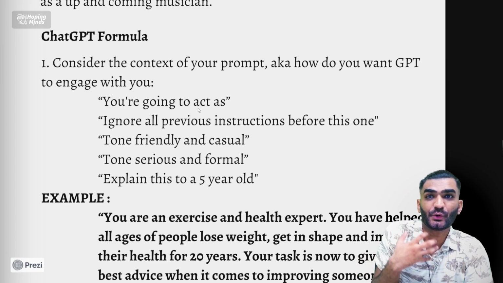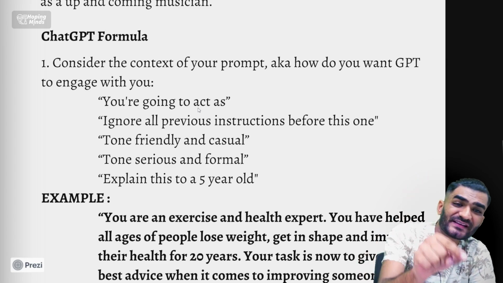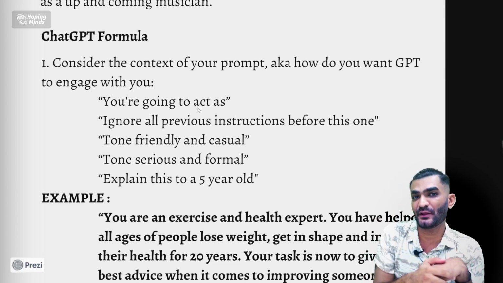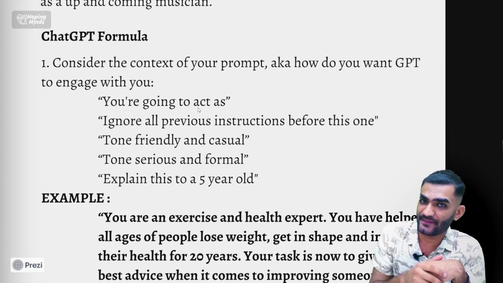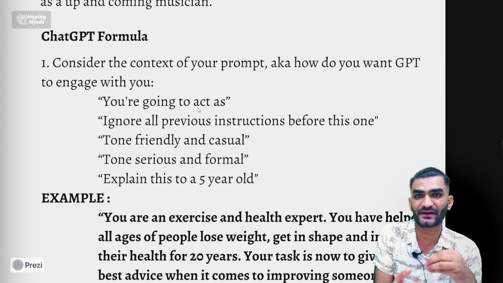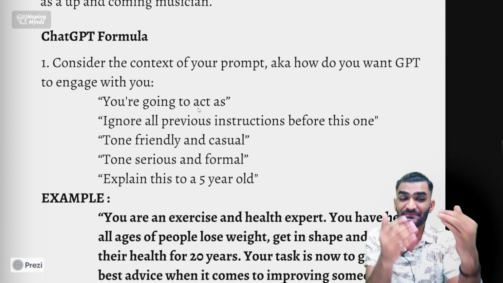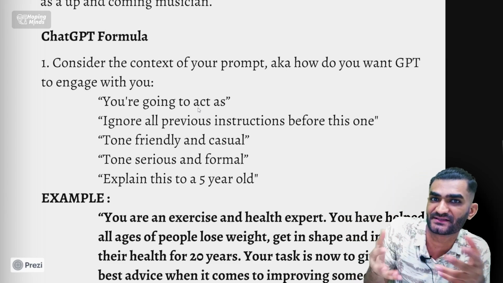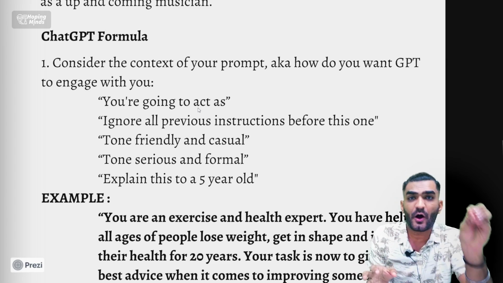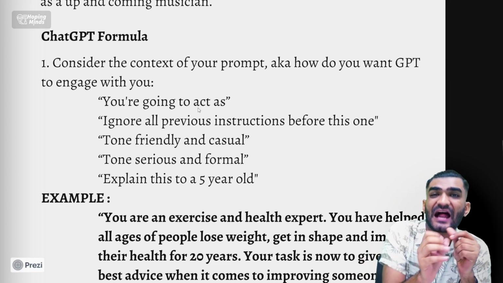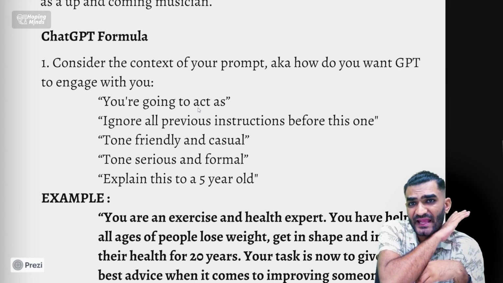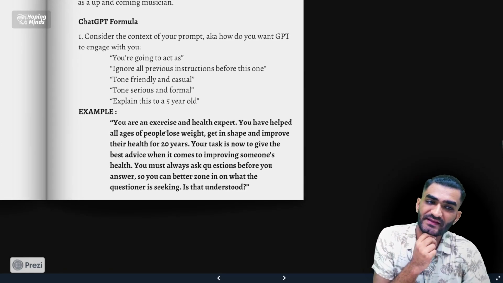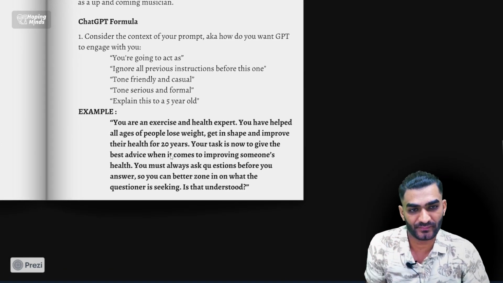Again, if you want a friendly and casual tone, you should always mention in your prompt that you want a friendly and casual reply. If you want a serious reply, you should mention that you want a serious and formal reply. Explain this to a 5-year-old student, explain this to a professional, explain this to a non-tech person. All these formulas, all these starters, can always help you in getting effective prompting.